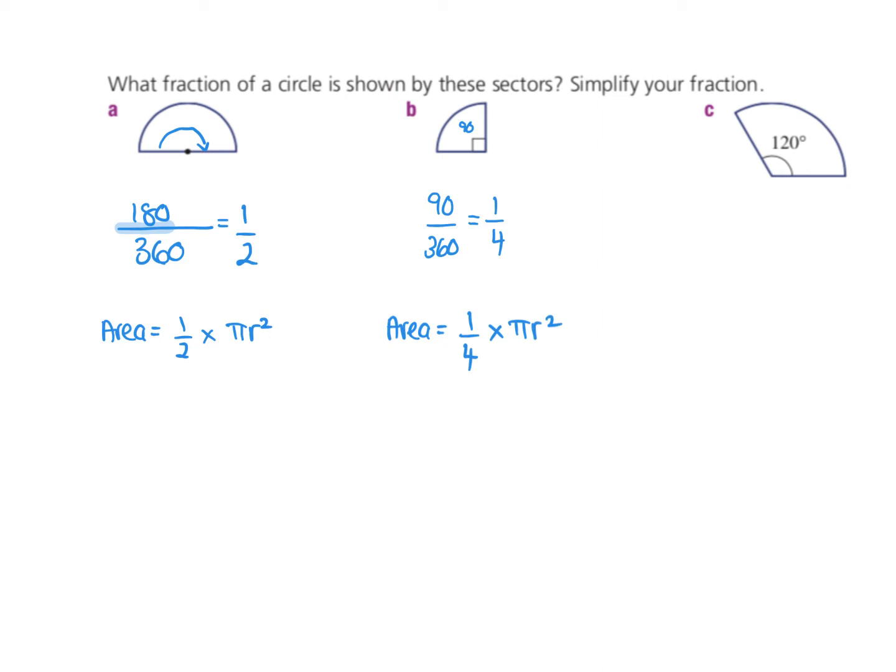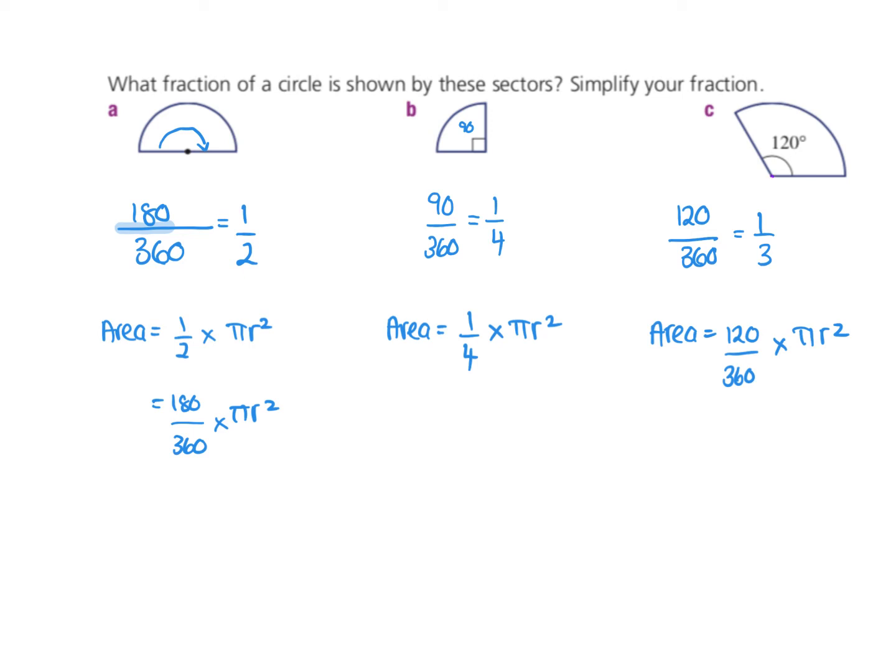With this next one, I have 120 out of 360. It doesn't matter if you simplify it or not. If you can't see that it simplifies down to 1/3, you can always just say I have 120 out of 360 times pi r squared. Doesn't matter. You could have put 180 over 360 times pi r squared over here; you're still going to get the same answer. Really, just say how much of the circle you've got and you'll be fine.